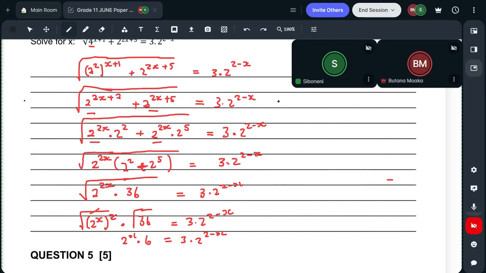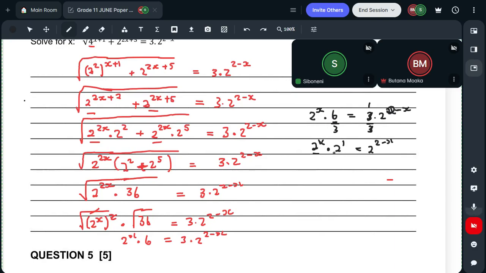You see this part here where I have 2 to the x, which is multiplied by 6. This is equal to 3 multiplied by 2 to the power 2 minus x. So now I need to change this 6 to be base 2. The best way to do that is to divide both sides by 3. So this is just 2 to the x multiplied by 2 to the power 1. This is equal to, the 3 will cancel, I'm left with 1, which is just 2 to the power 2 minus x.